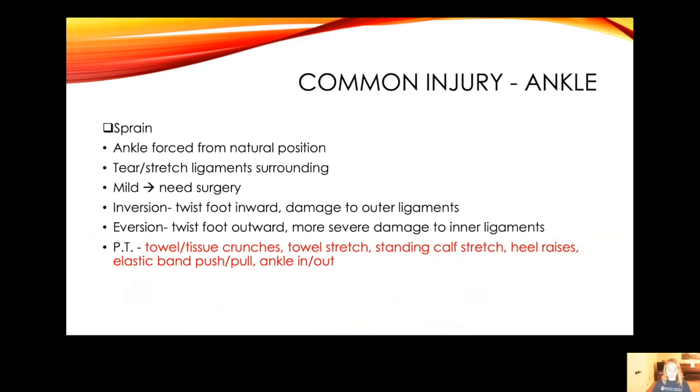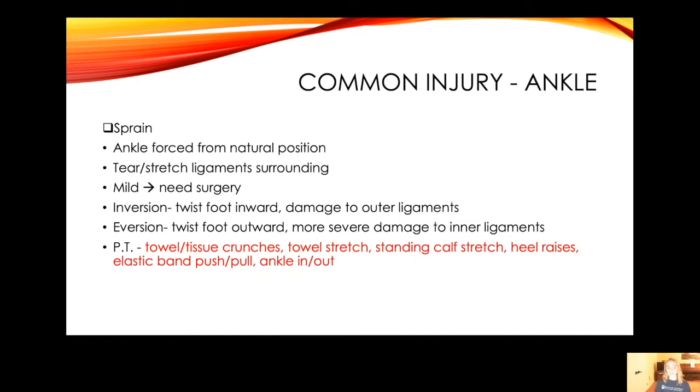Moving on to the ankle, the most common injury is an ankle sprain. This is when the ankle is forced from the natural position and the ligaments surrounding the ankle are torn or stretched. There are two different types of sprains, which are inversion and eversion sprains. Inversion sprains are most common, and it's when the foot is twisted inward and causes damage to the outer ligaments. Eversion sprains are the opposite, which is where the foot is twisted outward, and it causes more severe damage to the inner ligaments.